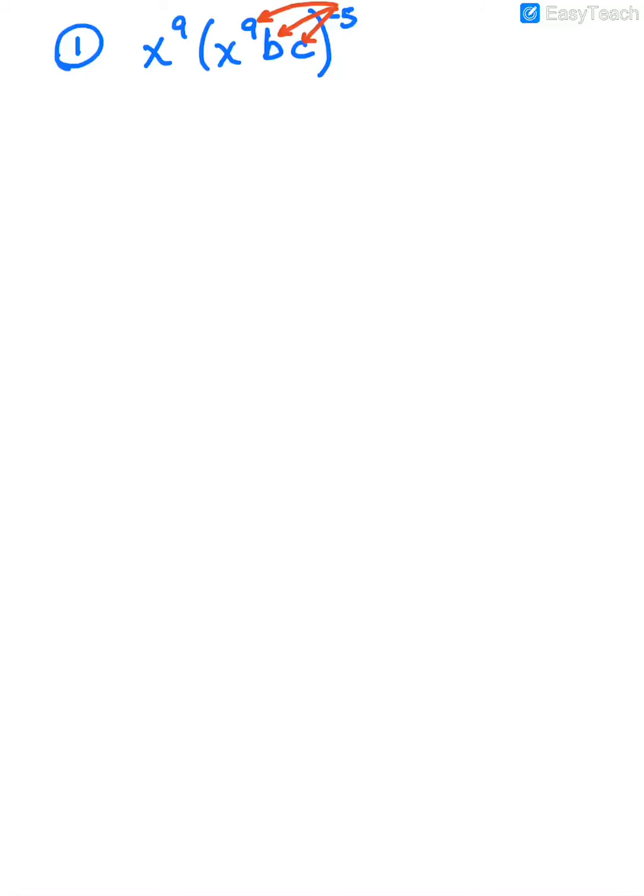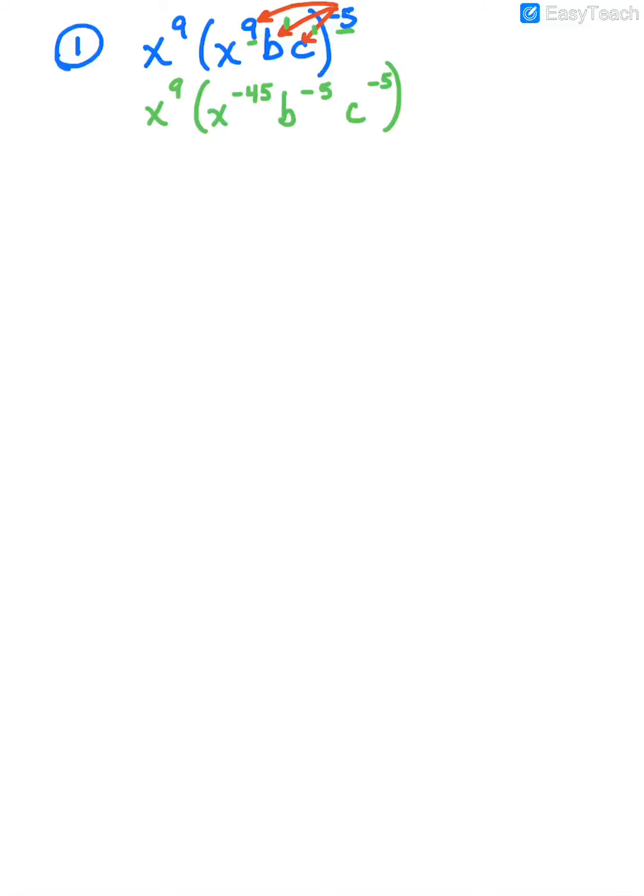So if we simplify that first, I'm going to leave the x to the 9th out here. When you have a power raised to another power, you actually multiply powers. So that becomes x to the -45th. b is understood to have a power of 1. So again, when we multiply, that becomes b to the -5th. c is also understood to have a power of 1. So that becomes c to the -5th.